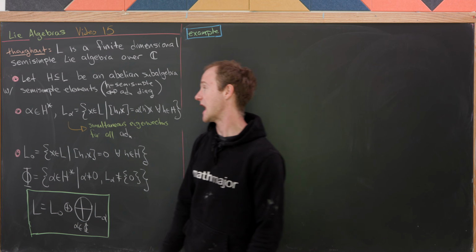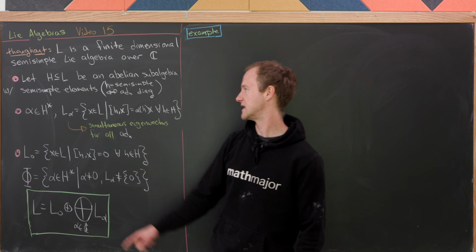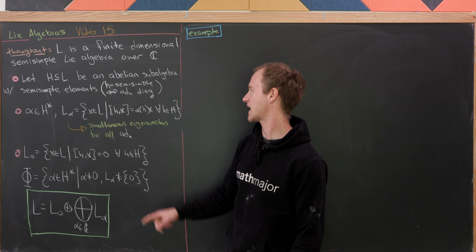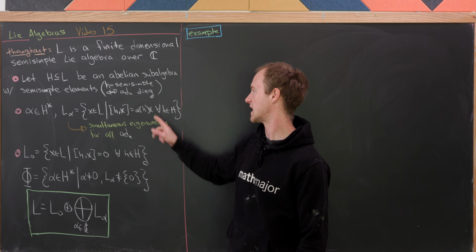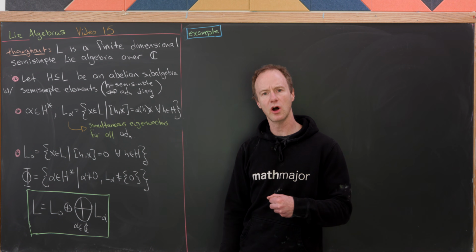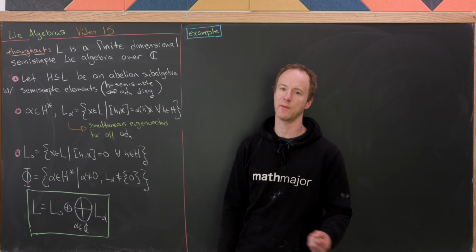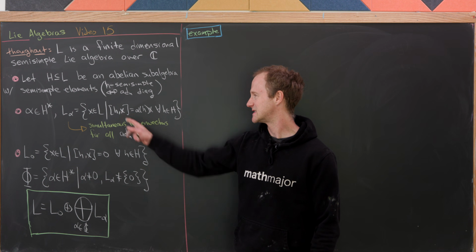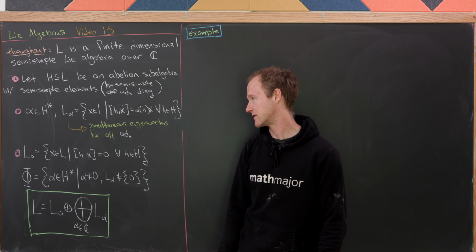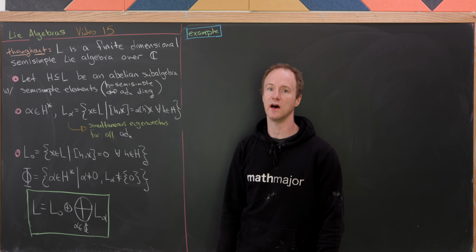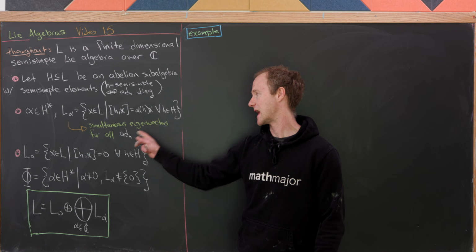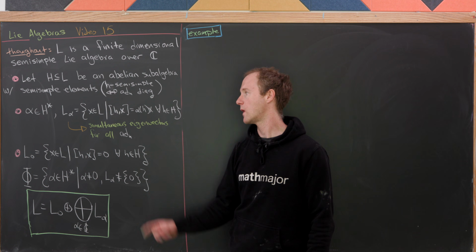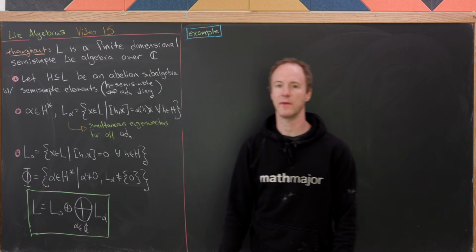So if alpha is in H star, then we can define L alpha to be the set of all x in L where the bracket of H with x is alpha applied to H times x, for all H in H. Recall that H star is the set of all maps from H to the complex numbers. That makes alpha of H a number. That makes x a simultaneous eigenvector for ad H, with H in H. And the eigenvalue is going to depend on this element from H star.